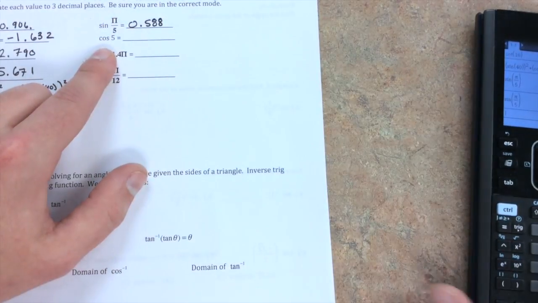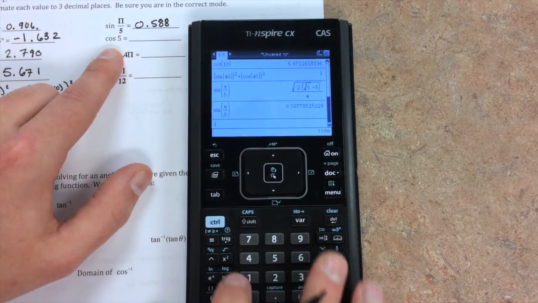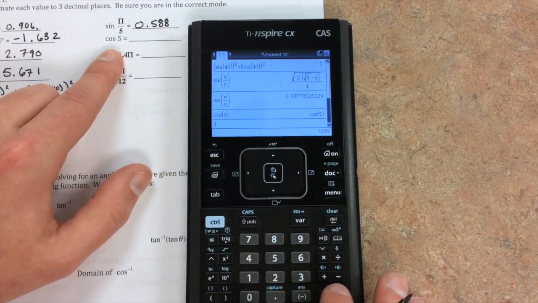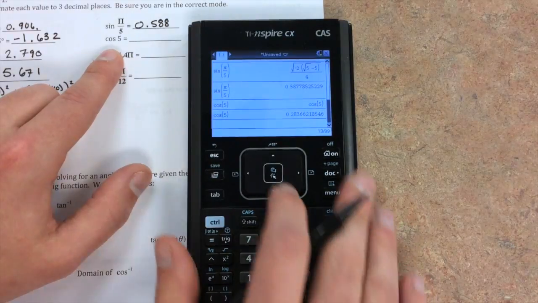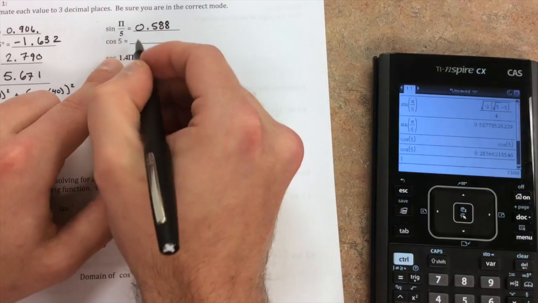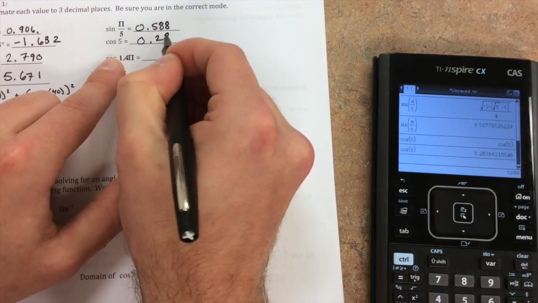0.588. The cosine of 5. Cosine 5, hit enter. Control enter gives us 0.284.